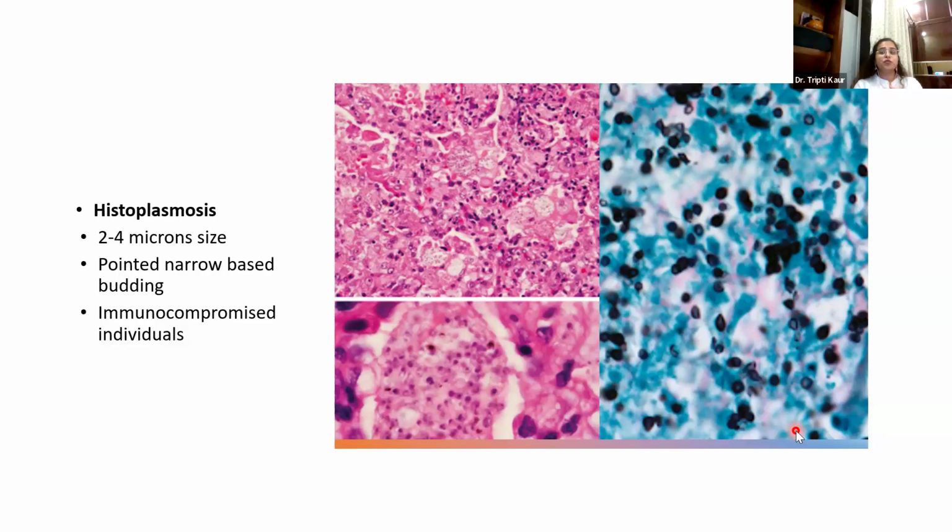The other feature which will help you differentiate histoplasmosis from cryptococcus is that these macrophages, this intracytoplasmic kind of thing, generally happens in histoplasmosis, while cryptococcus is generally engulfed by these giant cells which come to the rescue.